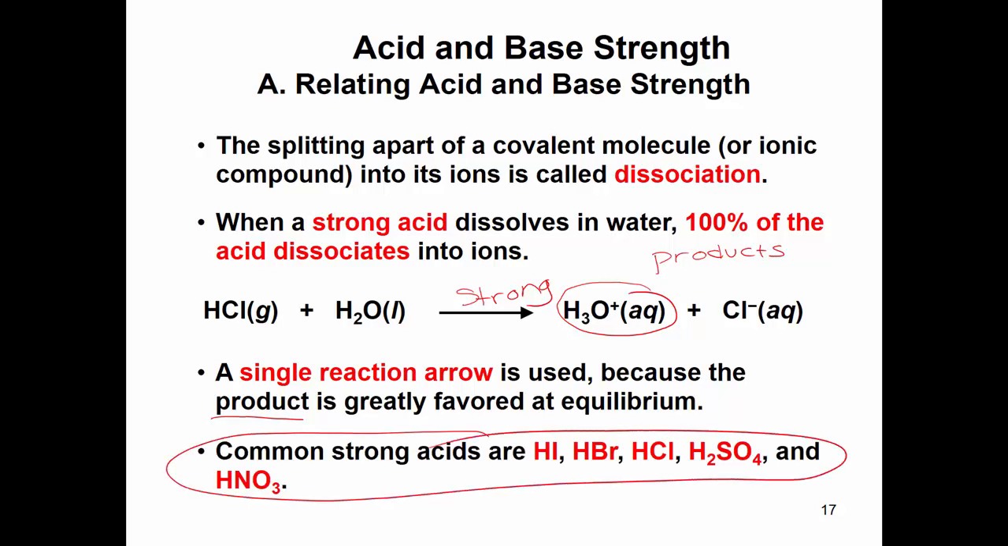One thing I tell my students is that there are hundreds of acids, but if you know the ones that are considered strong, then any of the other acids you see, you know they're weak. So if you look here: HI, HBr, HCl, sulfuric acid and nitric acid. Good ones to know.